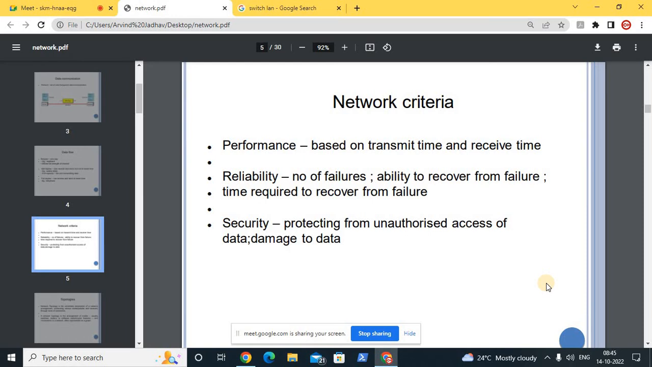So whenever we increase the network speed, the performance will be increased. Performance is based on the transmit time and receive time. So whenever I send one piece of data, for example, one software to another device or communication channel, how much time it takes while sending and how much time it takes while receiving, will depend on the performance. So simply, if we are using a normal switch, the data transfer rate is low. If we are using a giga switch, the data transfer rate will be high.